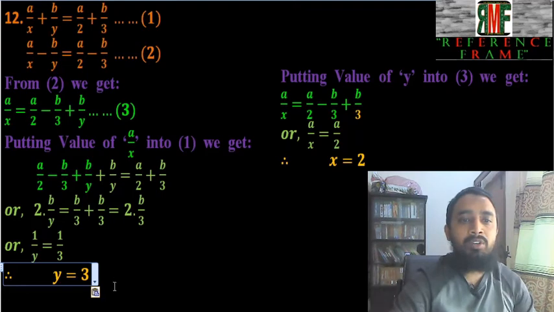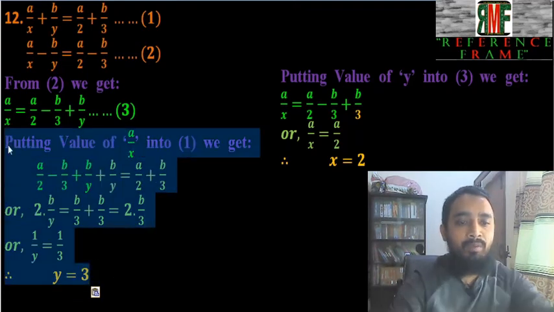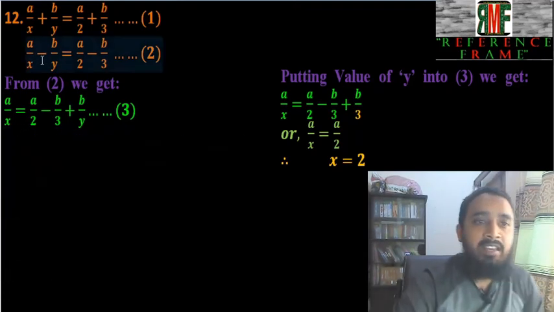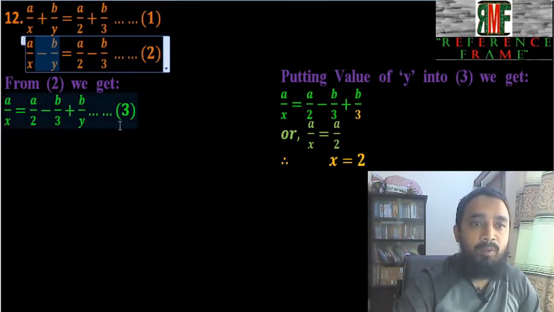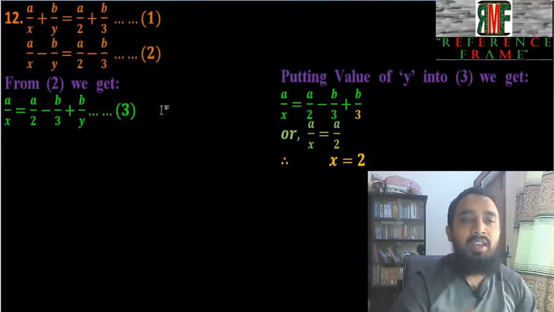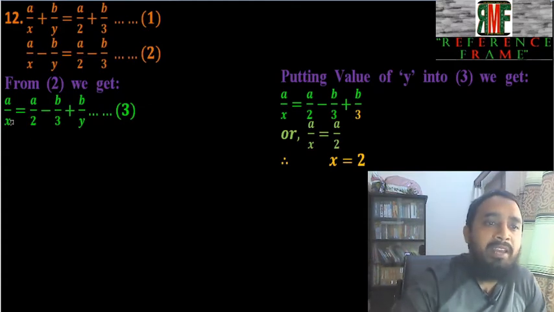So what are you going to do? Look, from equation 2, what do you have? a by x is equal to a by 2 minus b by 3, and plus, when you change this one to the right side, it is going to be plus b by y, as you can see. So we have equation 3. Now y, we will keep as it is.